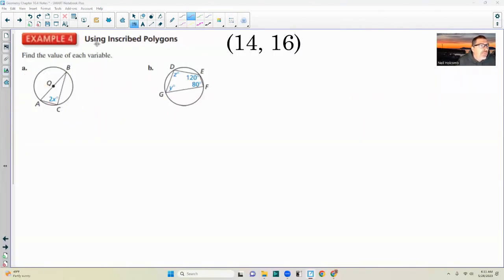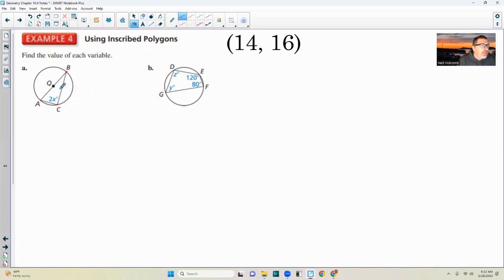Okay, example 4 is using inscribed polygons. A triangle is a polygon, poly meaning many, gon meaning side, many sides. A three-sided figure is a polygon. A triangle is a polygon. Triangle ABC is inscribed because all three vertices lie on the circle. So let's use some definitions here. Circle Q circumscribes triangle ABC.